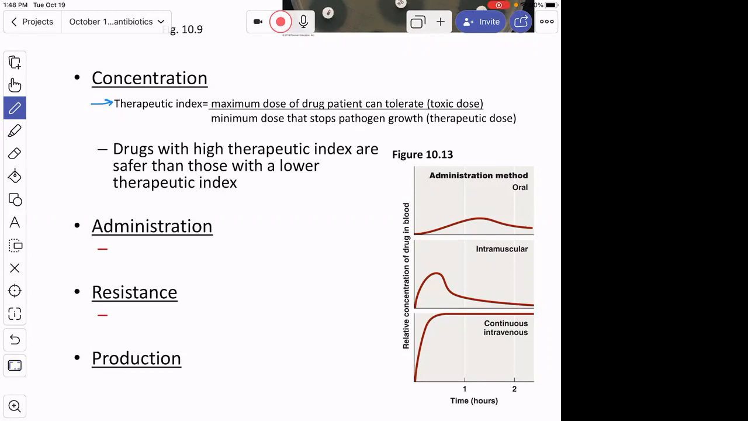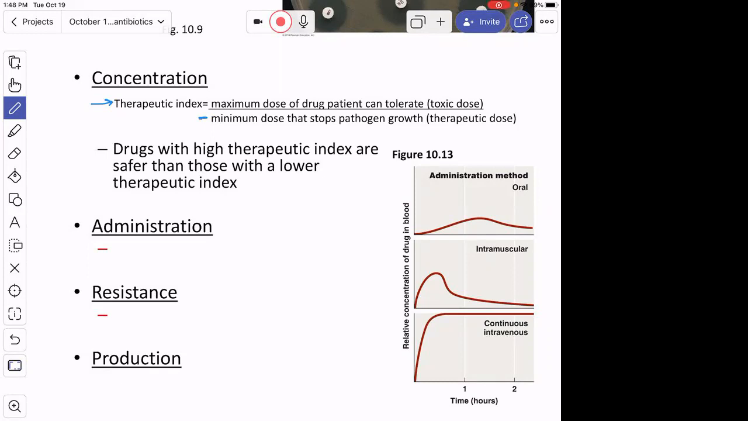So for example, if you are treating strep throat and you give so much of a drug that it makes the patient's hair fall out, okay, that is not an acceptable side effect, right? But if you're giving a cancer drug and it causes that, then that may be considered an acceptable side effect. So, whatever the maximum dose without unacceptable side effects, we call that the toxic dose, and you compare that to the minimum dose that's going to stop the pathogen from growing. Okay, we call that the therapeutic dose.